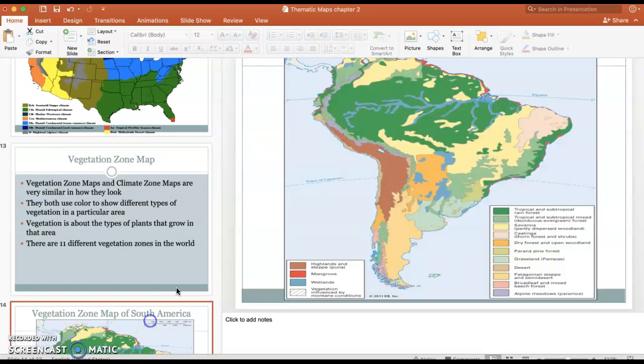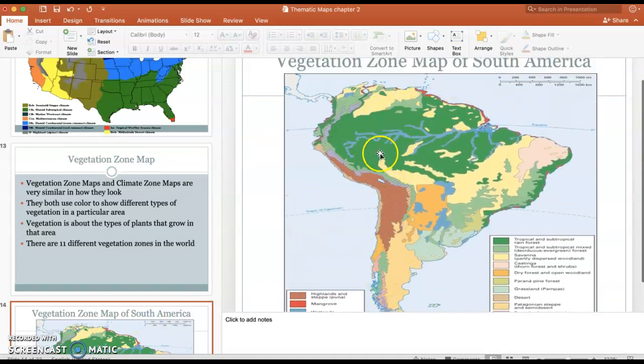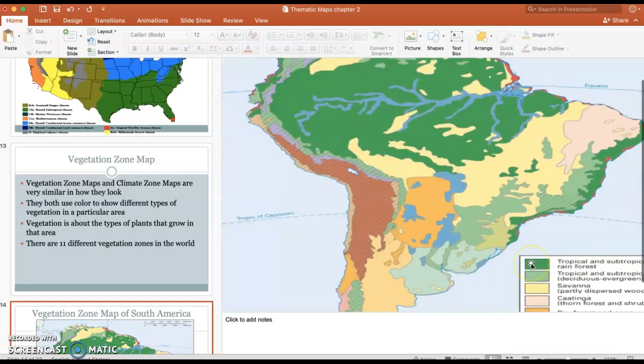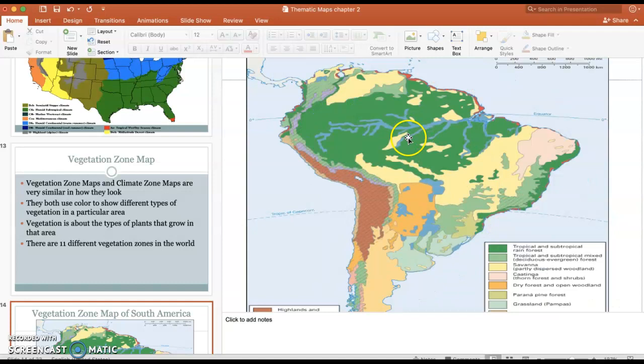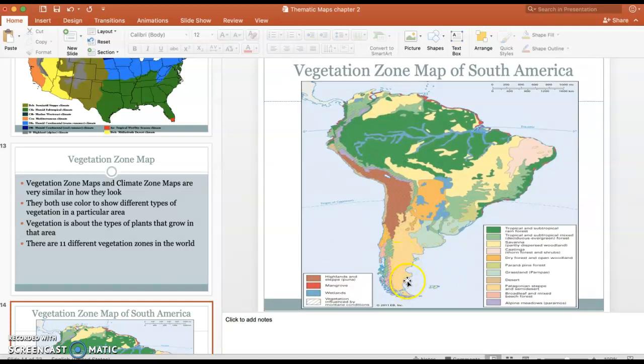Vegetation. Well, simply put, vegetation maps show veggies or plant life. What types of vegetation exist in certain areas, right? So this lush green color, we know from looking at this, is the Amazon rainforest, tropical rainforest, okay? But if we were to go somewhere else that might have a little bit of a drier climate, we would see, okay, that's a little bit of a desert, or Patagonia steppe, which is also dry.